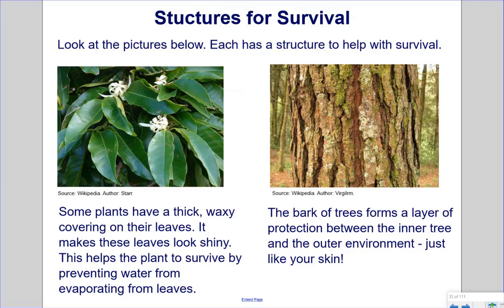Structures for survival. Look at the pictures below. Each has a structure to help with survival. Some plants have a thick, waxy covering on their leaves. It makes these leaves look shiny. This helps the plant to survive by preventing water from evaporating from leaves. The bark of trees forms a layer of protection between the inner tree and the outer environment, just like your skin.